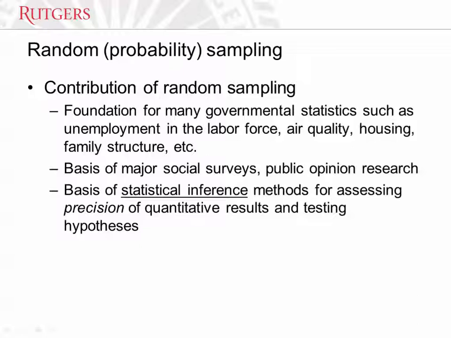And then finally, random sampling is important because it provides the basis for statistical inference. There are formal methods for assessing how precise a quantitative result is. There are formal methods for doing inference to a population and for testing hypotheses. And so we'll go into that a little bit this week, but this is not a course on statistics. Many of you have had a course on statistics, and this can give you a better sense of the conceptual basis of those more formal mathematical procedures that you would learn in a statistics class.